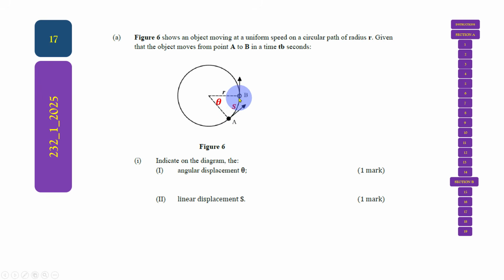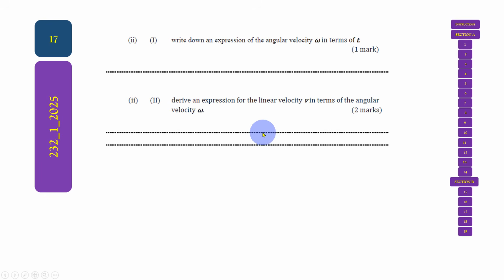This arc length is s, while this angle here is theta. All right, let's move over to part 2 of A. Part 2 of A, again, has two parts. One, we are asked to write down an expression for the angular velocity omega in terms of t, because omega is equal to theta over t, since it is the rate of change of angular displacement. So this is the expression.